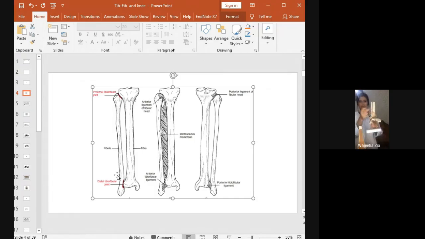The small bone is the fibula, and this thick bone is the tibia. So they articulate over here with each other, and it forms the joint that is known as the distal tibiofibular joint. So both tibia and fibula articulate at two points, at the superior one and at the inferior one, the superior tibiofibular joint and the inferior tibiofibular joint.